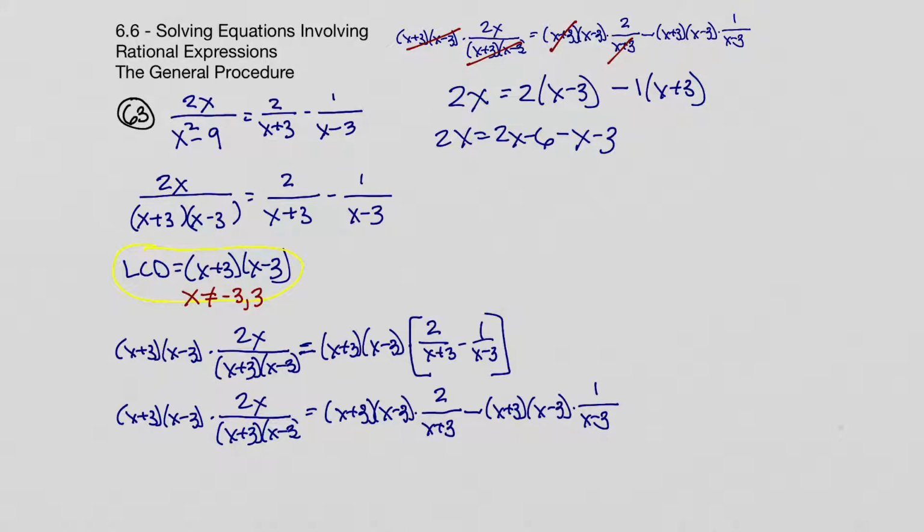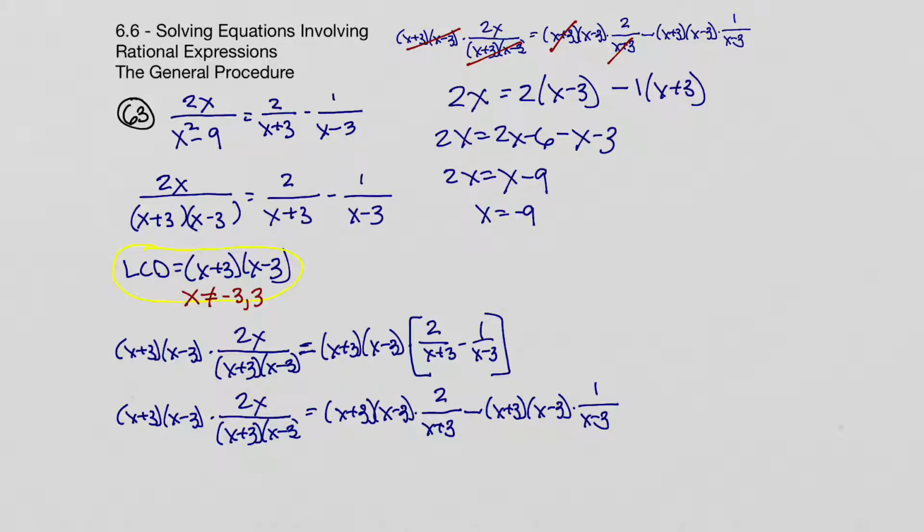We can fix up the right side a little bit. We're going to get 2x equals, now we've got 2x minus x. That'll leave us with an x. And then we've got negative 6 minus 3 gives us a minus 9. Now here's a nice linear equation. We've got x's on both sides. Let's subtract x from each side to get all the x's on the left. That will give us x equals negative 9.